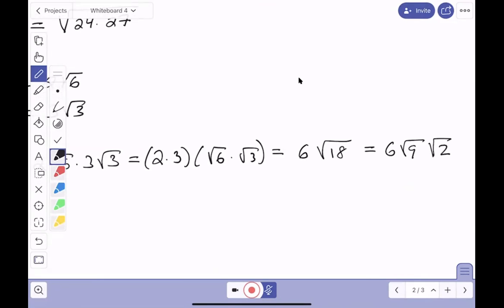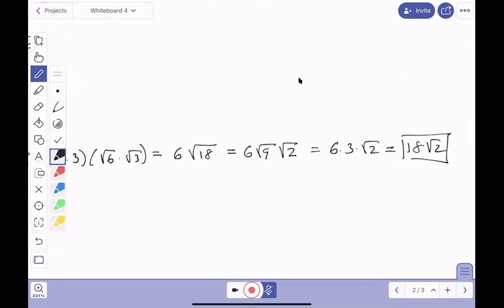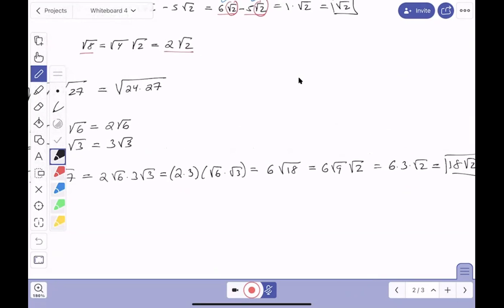9 times what? 9 times 2. Yes, a lot of work, right? 6 times 3 times the root of 2. What does it give me? 18 root 2. No matter how I do this problem, provided I do not make a mistake, it's always going to be 18 root 2.